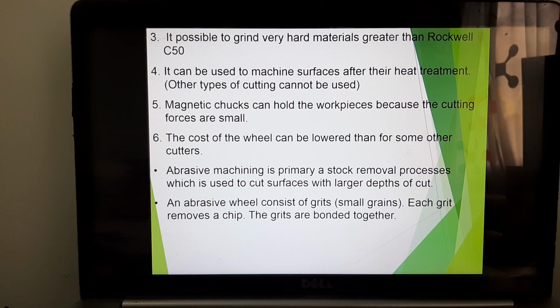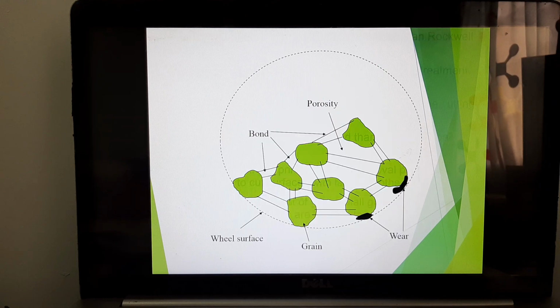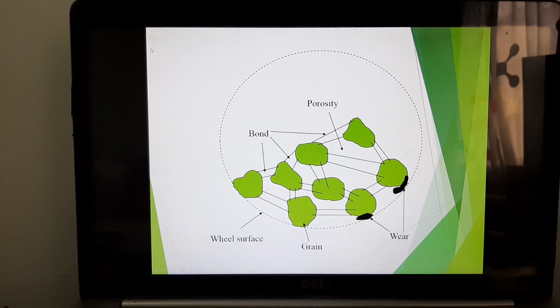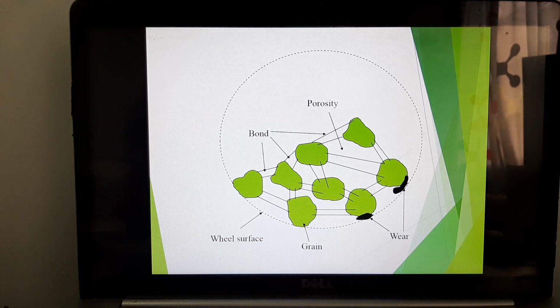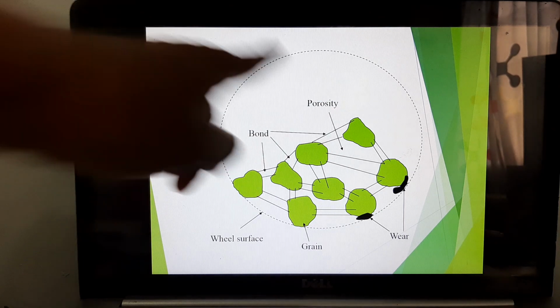Abrasive machining is primarily a stock removal process which is used to cut surfaces with larger depths of cut. Abrasive machining is normally to remove a layer of material so that the surface will be smooth and evenly distributed for your next process, which is the finishing. Like I mentioned to you, this is your wheel surface, these are your grains, and this is a wear. So when you're grinding, all this takes place.